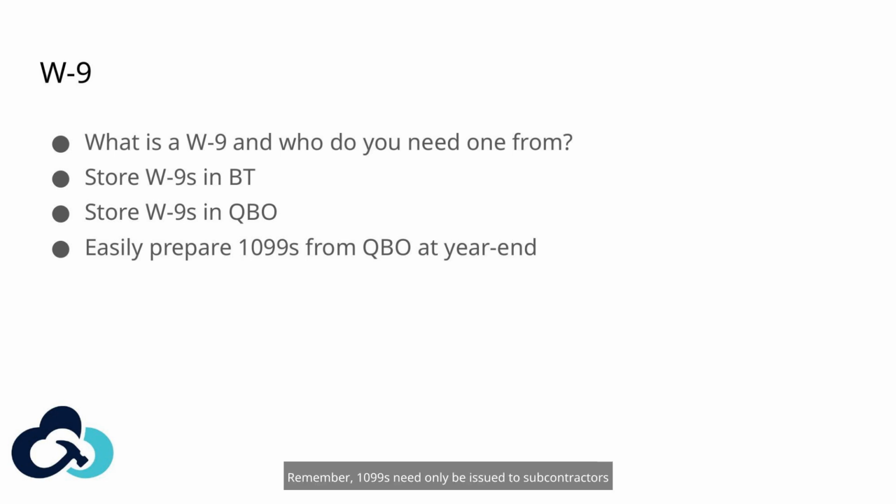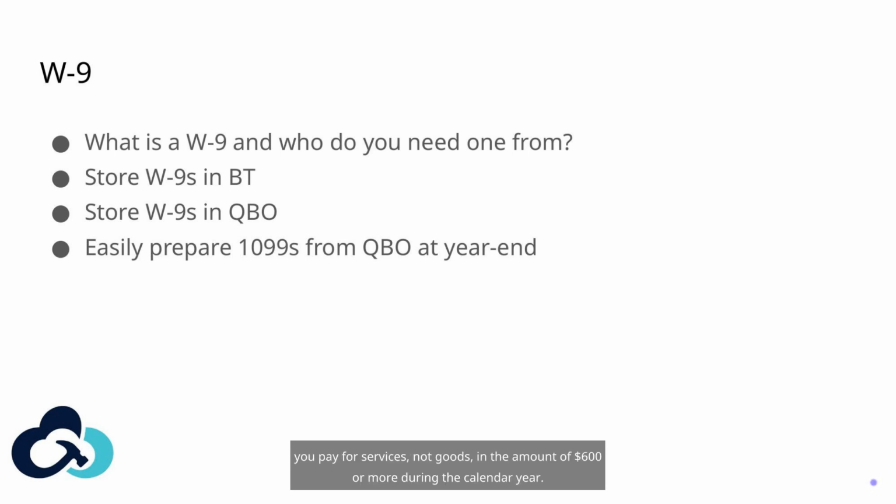Remember, 1099s need only be issued to subcontractors you pay for services, not goods, in the amount of $600 or more during the calendar year. You can also exclude payments made to subcontractors via credit card. Can you imagine how confusing it can get if you sometimes pay a sub with a credit card and sometimes with a check? Not to mention if they include different line items on their bills that separate labor and materials. Thankfully, as long as it's all entered in QBO properly, this can all be calculated automatically at year-end based on the payment method on the transaction and the cost codes.